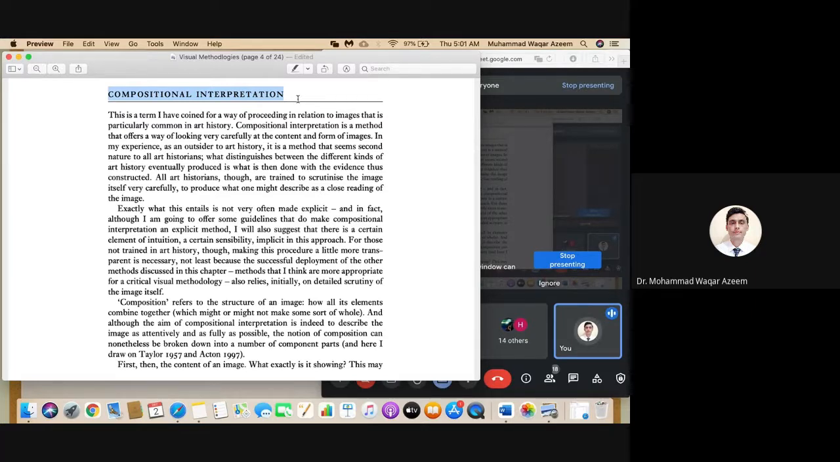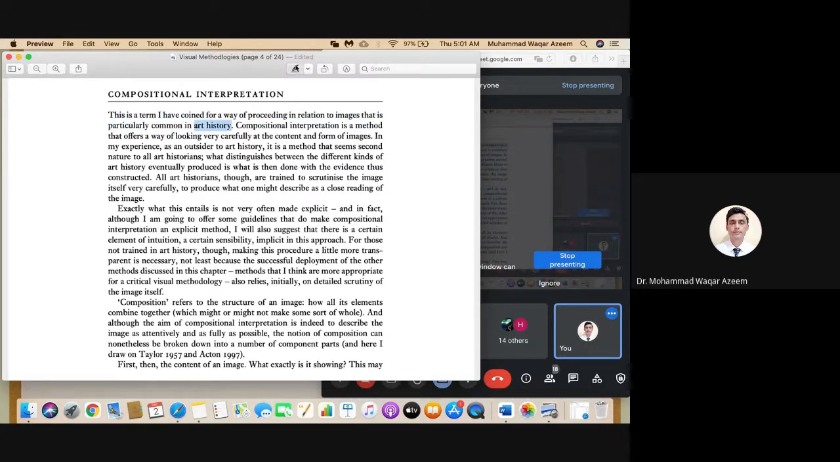So we need to kind of crack open this word compositional over here, because that is something new, right? And different from interpretation. So Gillian would say that this is a term I have coined for a way of proceeding in relation to images that is particularly common in art history, right? So this is natural.